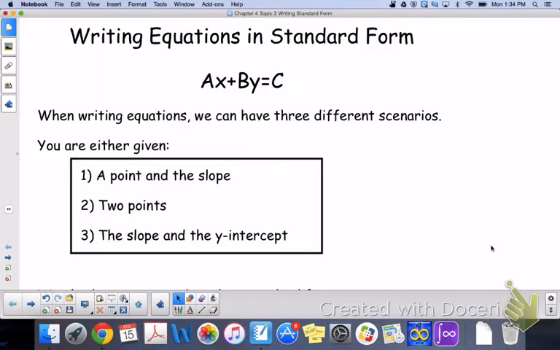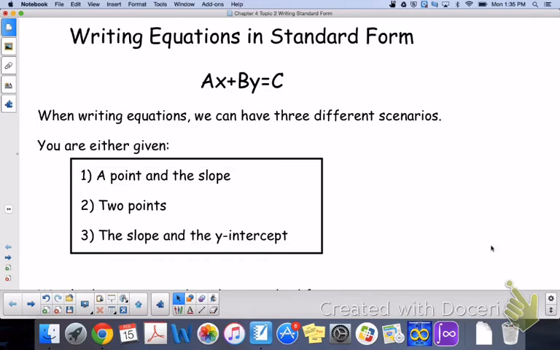Okay, we are going to write equations in standard form today. Standard form is ax plus by equals c. Now, we have three different scenarios when we are writing equations. One, you are given a point and a slope. Two, you're given two points. And three, you're given the slope and the y-intercept.